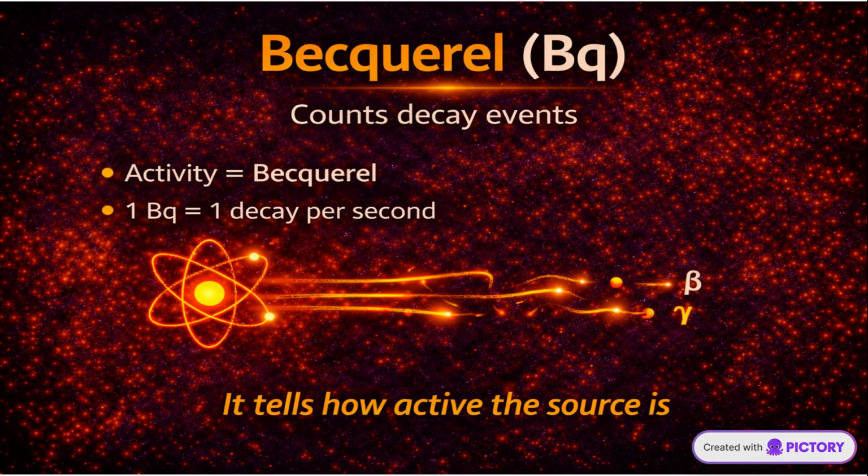Let's start with the first layer, Becquerel. Becquerel measures activity. It simply counts how many nuclear decays are happening per second. 1 Becquerel means one decay per second. That's it. No energy, no damage, just count. So Becquerel answers a very specific question. How active is the source?